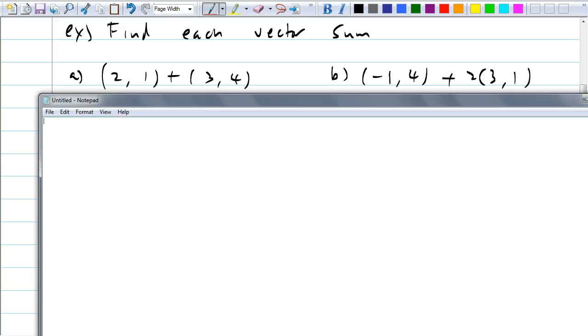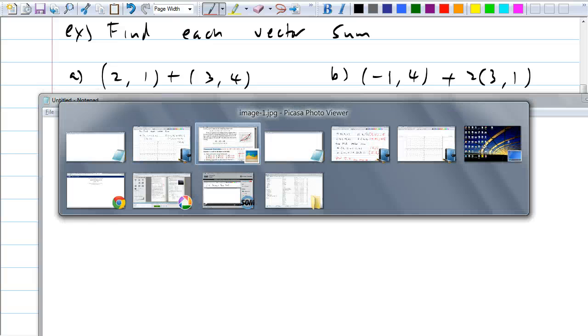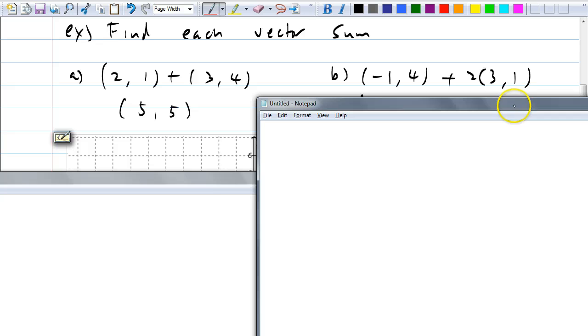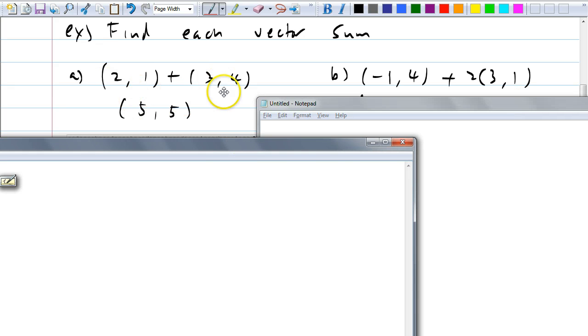So here we go. For A, some of you say, well, is this a trick question? No, it's very simple. So when you add up these two vectors, what do we get for A? Who haven't I called? Jason, what did you get for A? 5, 5. How many agree with Jason? Okay, he is correct. It is 5, 5, because you just do 2 plus 3, 1 plus 4, 5, 5.